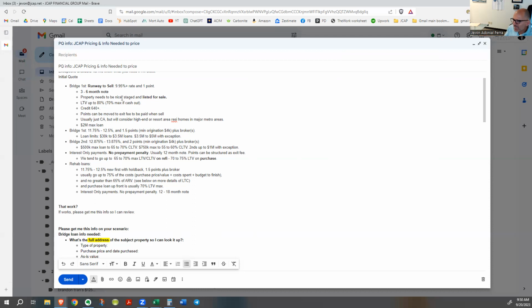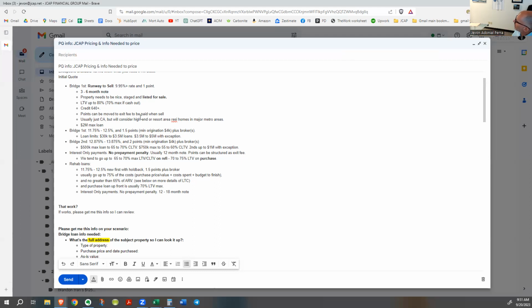And so if we're giving them cash, it's usually a little bit less. We want at least a 640 credit score, and the points could be moved as an exit fee. Usually when you get a loan and you have points, the lender will charge points. The broker who brought the deal to us will also charge points, and then the borrower has to pay that. If there's enough room in the loan, we can pay it all through the loan.